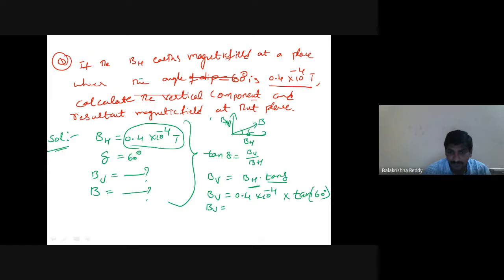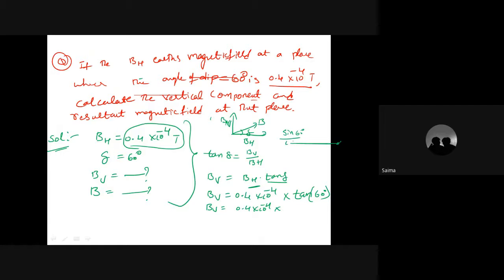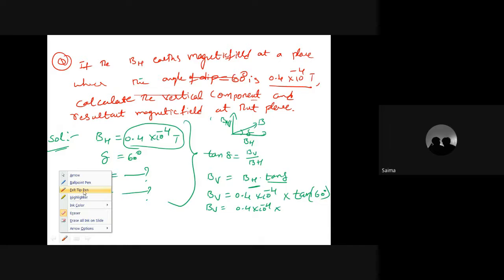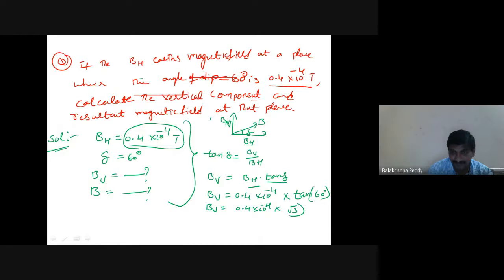So BV equal to 0.4 into 10 to the power minus 4 into tan 60. Tan 60 is sine by cos: root 3 by 2 divided by 1 by 2, so root 3.